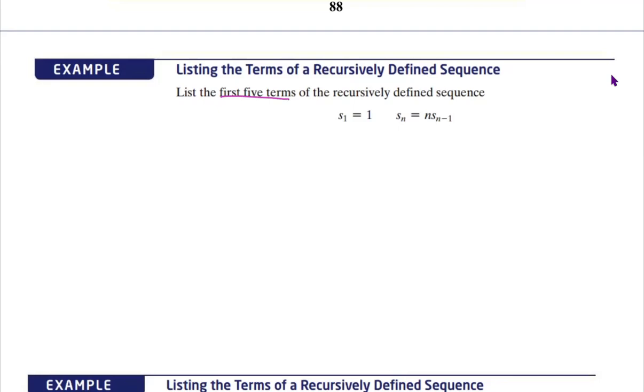So S1 equals 1, then S2, by definition of Sn, is 2 times S1, because Sn minus 1 is S2 minus 1, 2 minus 1, which is obviously S1. So 2 S1. We know S1, right? S1 is 1. So 2 times 1 equals 2.